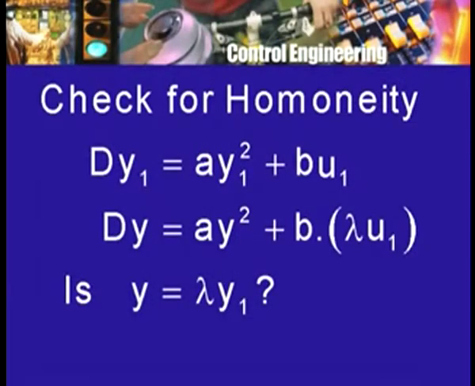For example, if I choose a response y1 corresponding to an input u1, so I have this equation, and then I talk about scaling. So, the corresponding response, let it be y, for d y equal to a y square plus b into u1 now replaced by lambda u1. Then I have to show that y will not be equal to lambda y1. For that, I will have to manipulate these two equations somehow and show that the difference between y and lambda y1 is not 0.